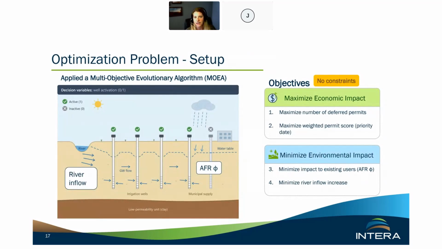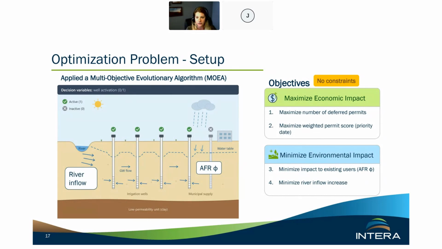Now to apply this idea to our site. Our decision variables are well activation. Each one of those PODs associated with the 49 deferred permits has wells associated with it, however many are needed or proposed. There might be existing wells, because this might be an existing user requesting more water. So there are over 100 deferred permit pumping wells that we're simulating in the model. Essentially, they can be active or inactive in a solution, in any number or combination.